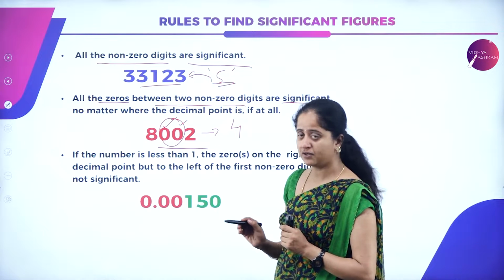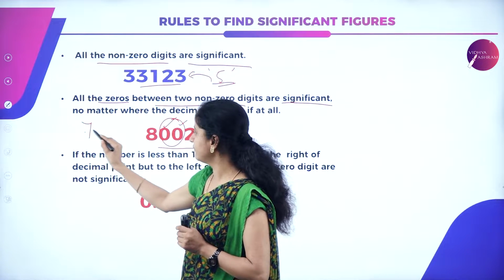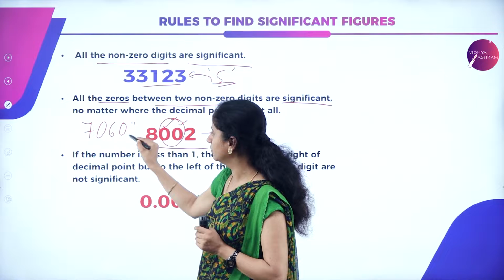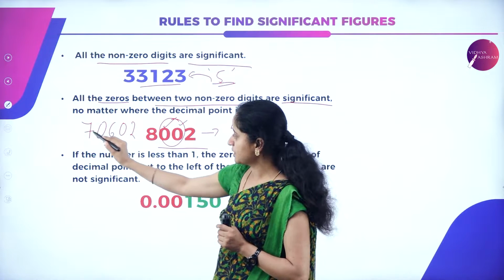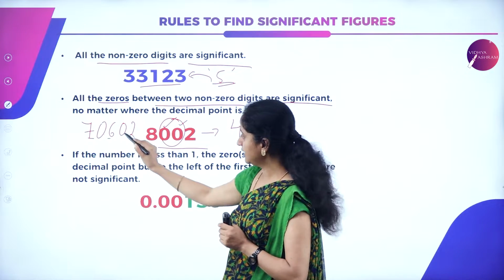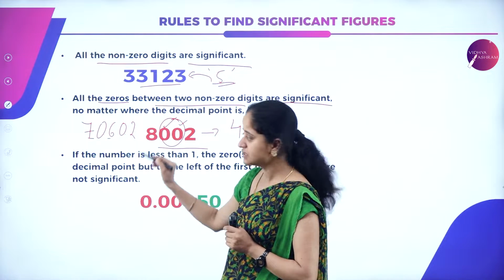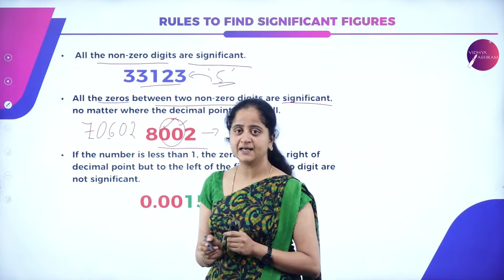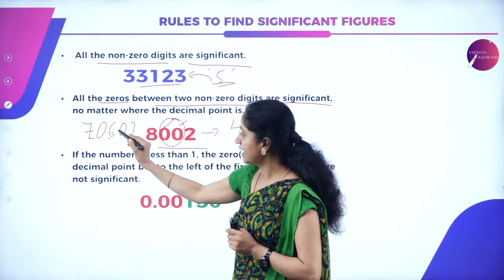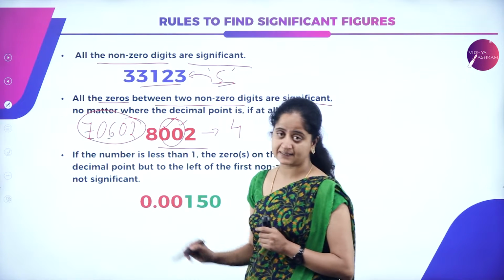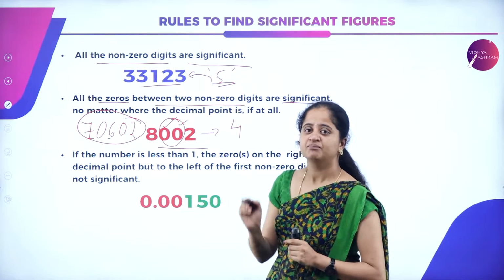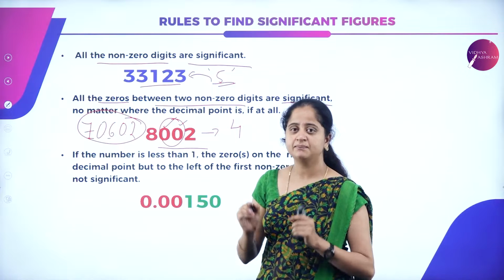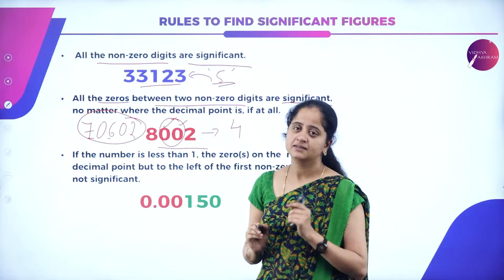I can write one more example for this. Let us say 7, 0, 6, 0, 2. So here also 0 is present between two non-zero numbers and here 0 is present between two non-zero numbers, and hence they are also considered as significant. So in total I have 5 significant figures in this example. So the second rule says all the zeros which are present between two non-zero numbers are significant.